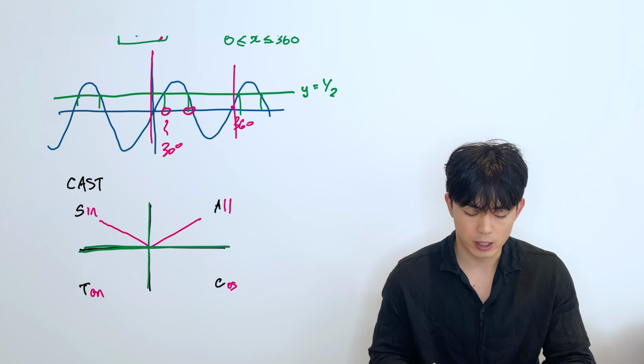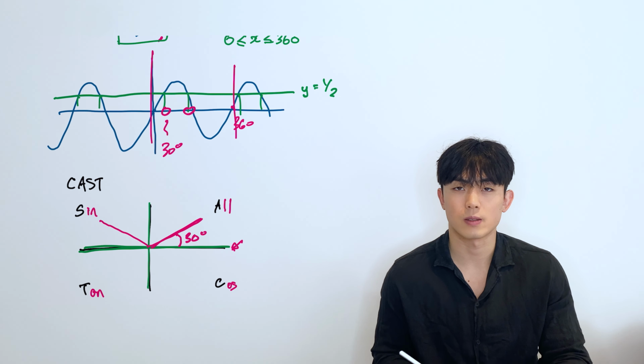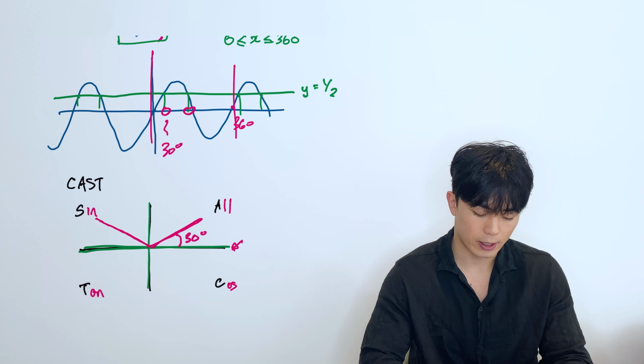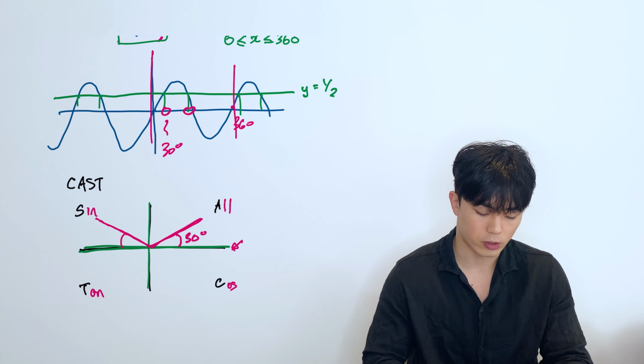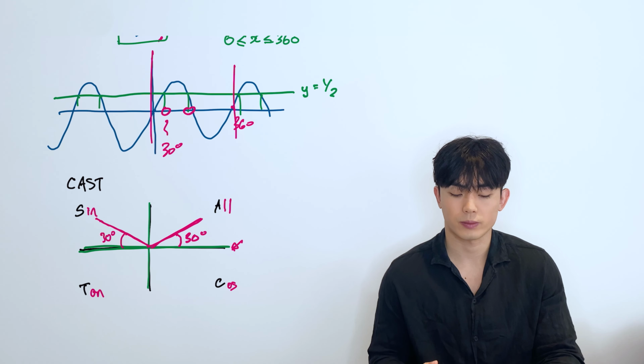So for this specific line here in the all section, the nearest horizontal line is this one here, right? So the angle between that and the nearest horizontal line is going to be 30 degrees. For this line here in the sine section, the nearest horizontal is the left horizontal. So in this case, this is going to be 30 degrees. So this is what we'll be labeling.